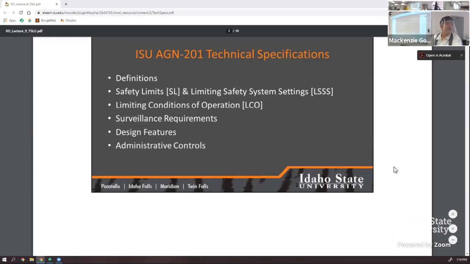So if you're at school, what would be the amount of people that have to be there? There has to be an SRO, there has to be an RO, and then there has to be one other person in the control room.